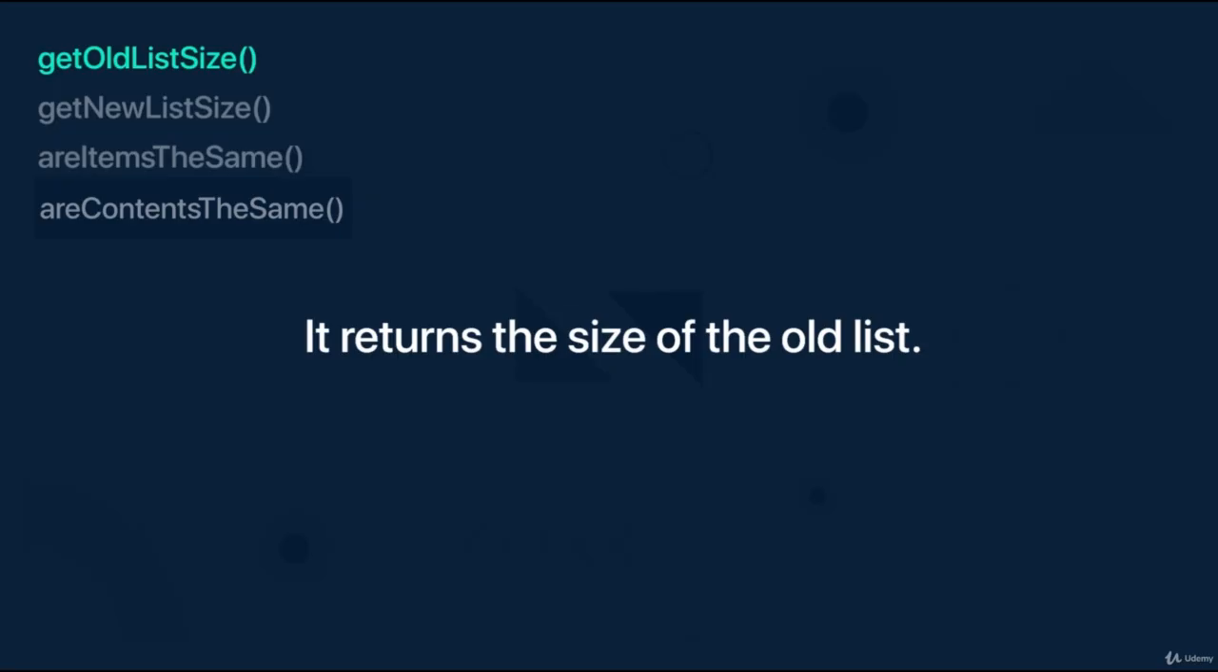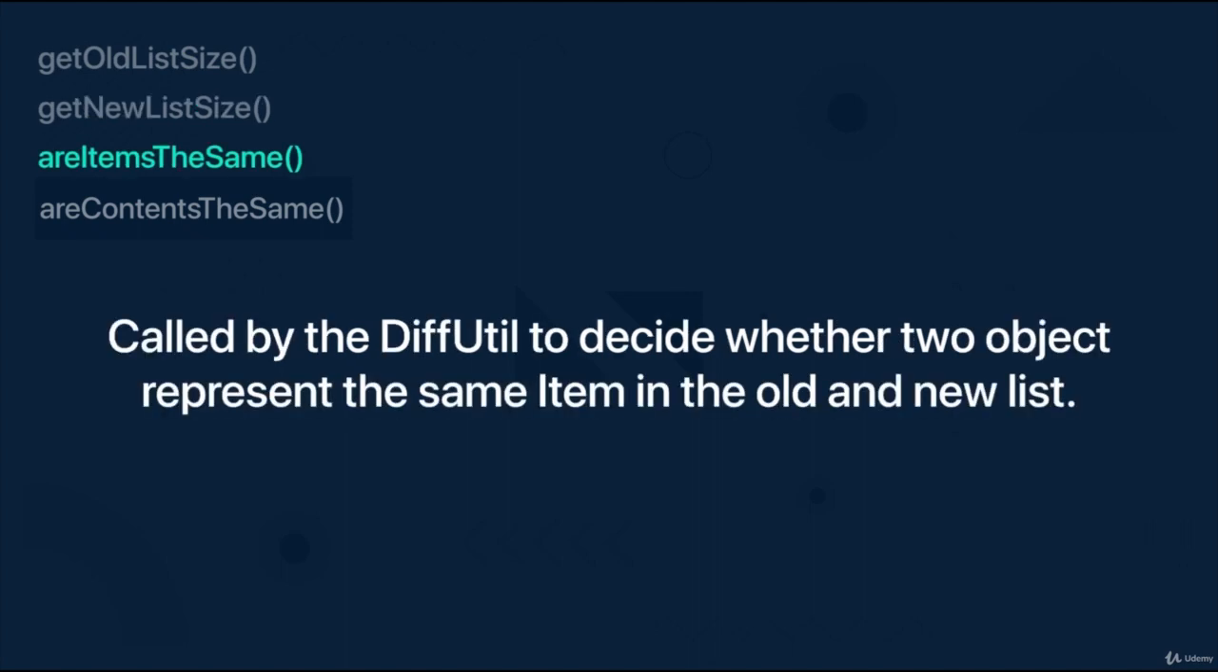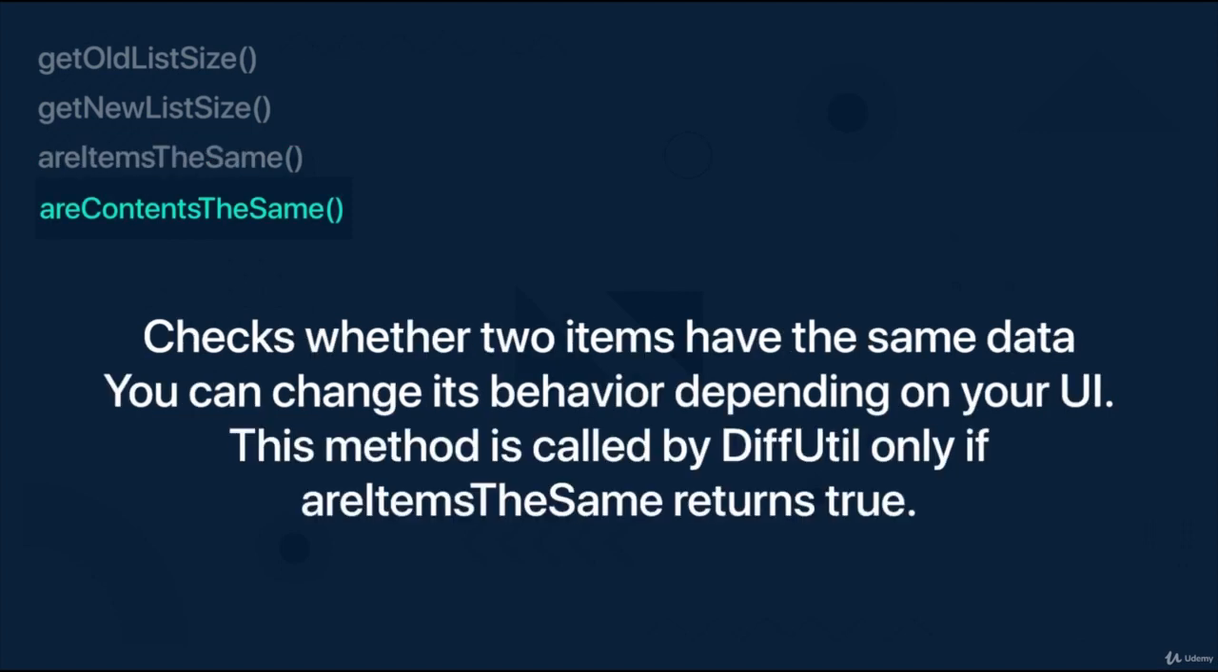Okay, so here we have 4 different functions, and let me explain what each one of those functions actually does. So this function named getOldListSize, it basically returns the size of the old list. getNewListSize, it returns the size of the new list. Then we have areItemsTheSame. This function is called by a diffutil to decide whether 2 objects represent the same item in the old and the new list. And finally, areContentsTheSame? This function checks whether 2 items have the same data, and you can change its behavior depending on your UI. So this method will be called by diffutil only if a function named areItemsTheSame returns true.